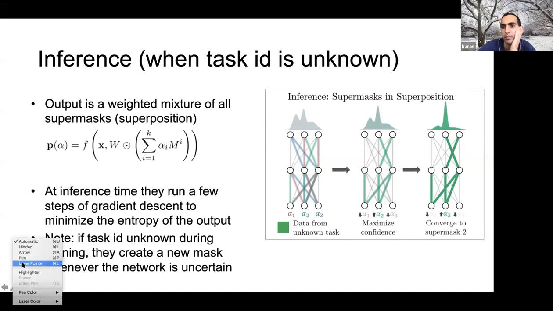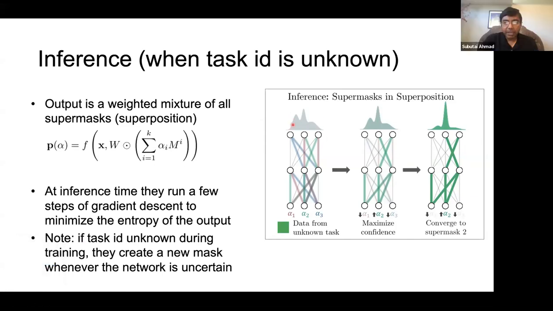Why is my laser pointer wrong? So it might be like this. And then after a couple of gradient steps, you change the mixture coefficients so that you pick a combination of these masks such that the output is as confident as possible. So this is what you can do during inference.